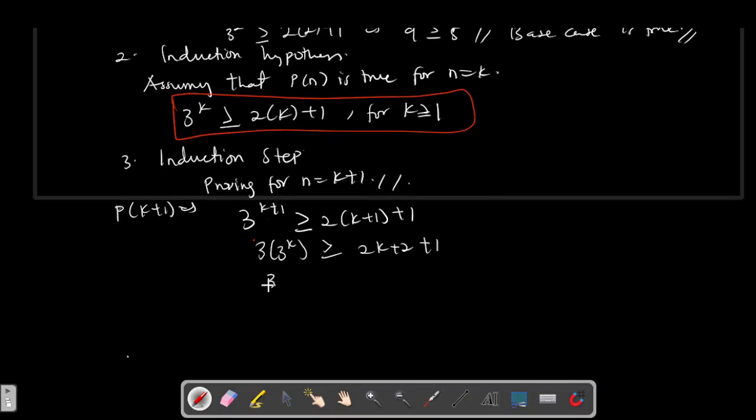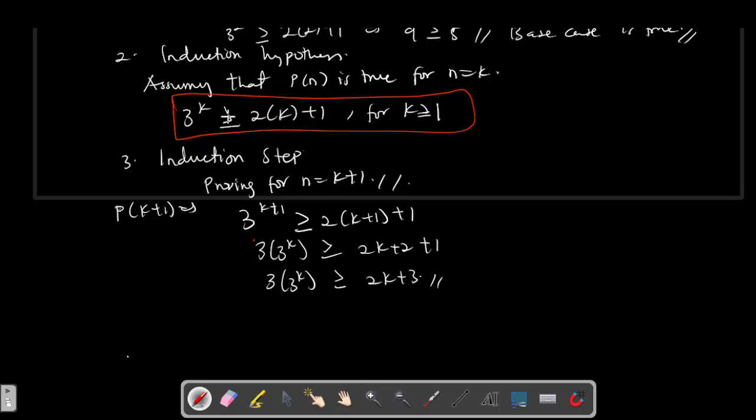So I'll have 3 multiplying 3 to the power k greater than or equal to 2k plus 3, right? For 2k plus 3, at this point, how do we show that 3 times 3 to the power k is greater than this? I can't explicitly say that the left hand side is greater. You have to break it down to tell a class 6 or a class 5 child that this on my left hand is bigger than this on my right hand.